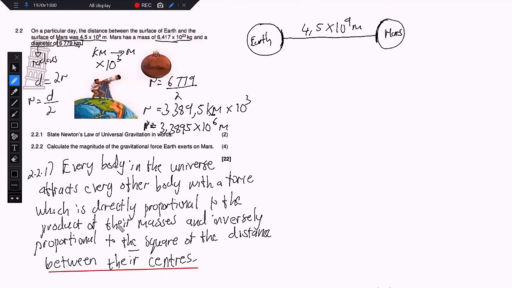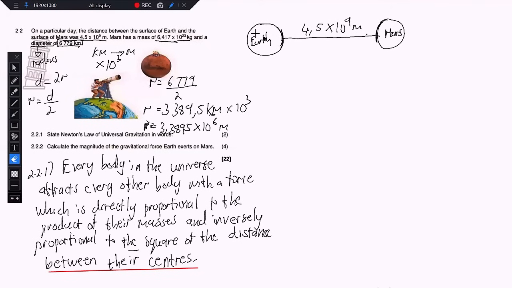But then when we read here, it says the distance must be what? The square of the distance between their centers, not between the surfaces. So this is on the circumference, right? This is on the surface. But then here we are looking between their centers. So that means from the center of the Earth all the way to the center of Mars.